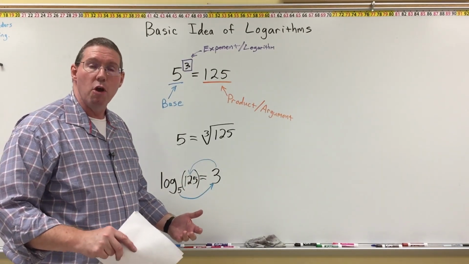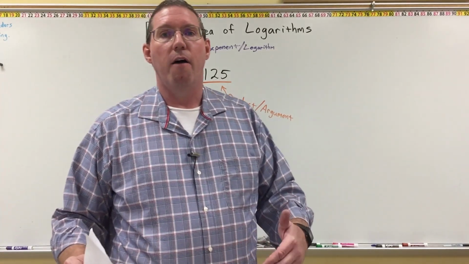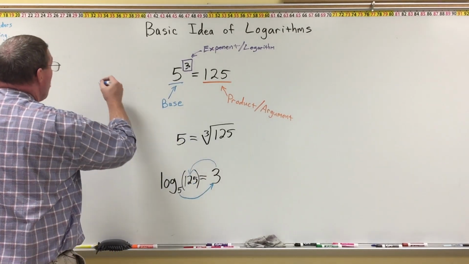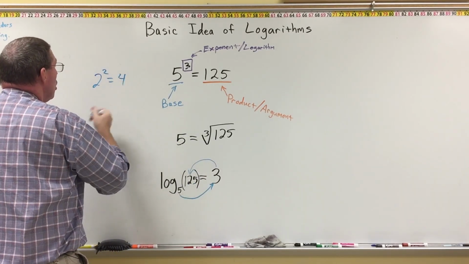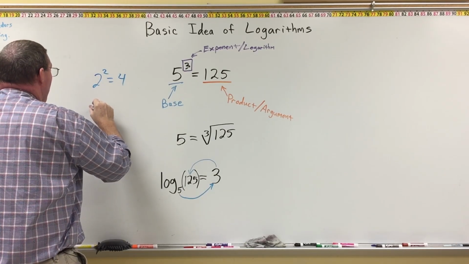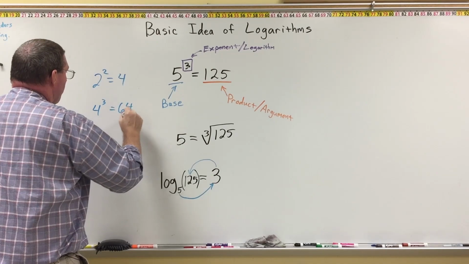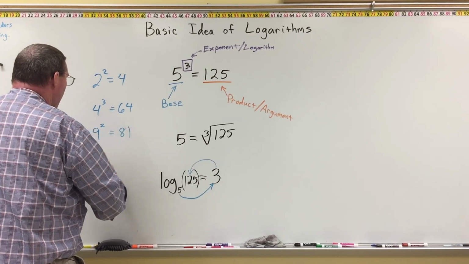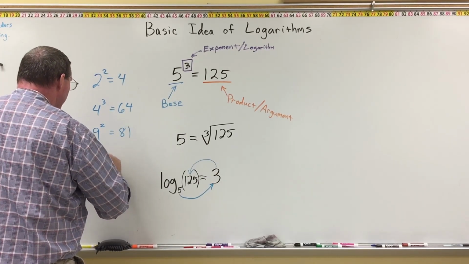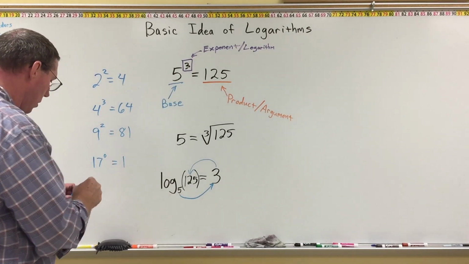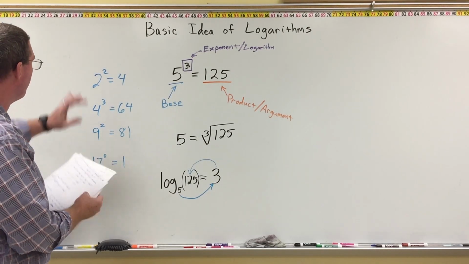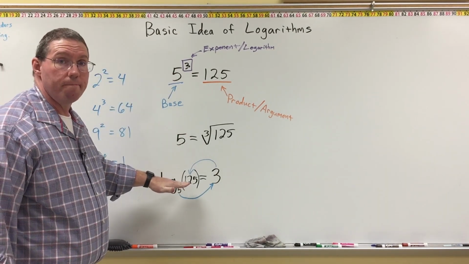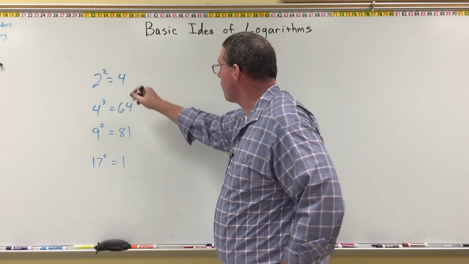And so what we're going to do now is go through a few examples of some basic logarithms that are based on the idea that you already know that 2 squared is equal to 4. You already know that 4 to the third power equals 64. You already know that 9 squared is equal to 81, and you already know that any number like 17 to the 0 power is equal to 1, okay? And so we'll take these 4 examples right here, and we are going to turn them into logarithms. Okay, let's do this first one here.